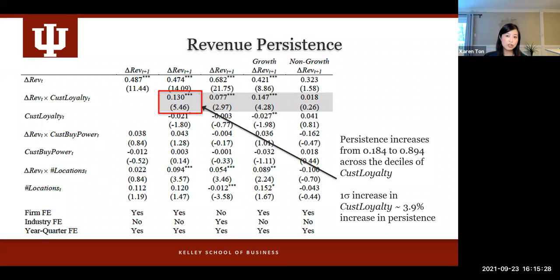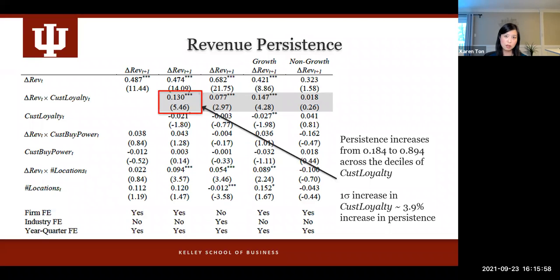Now, I had mentioned earlier that we had included firm fixed effects because we thought it would be most meaningful to see how customer behavior affects revenue persistence within a firm. But we also conducted this test using just industry fixed effects, which means we're comparing between firms within an industry. That's presented in the third column. And there we continue to see this significant positive association.